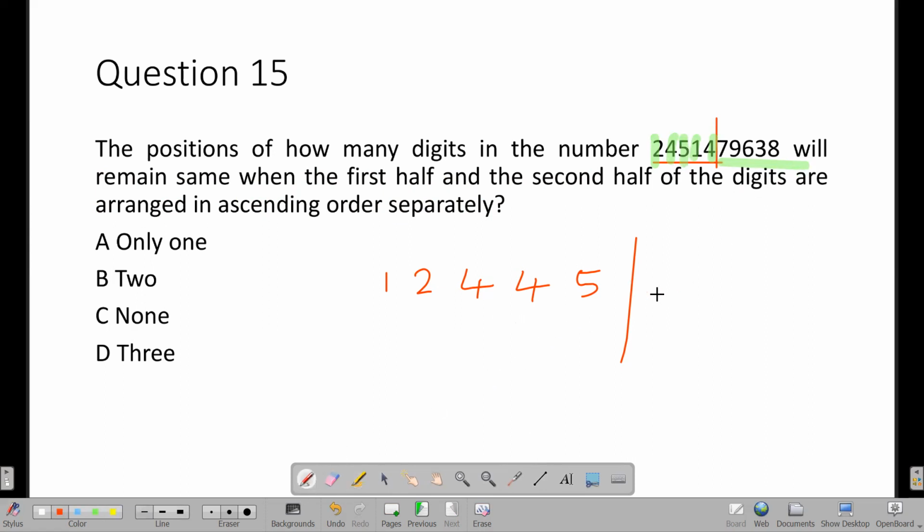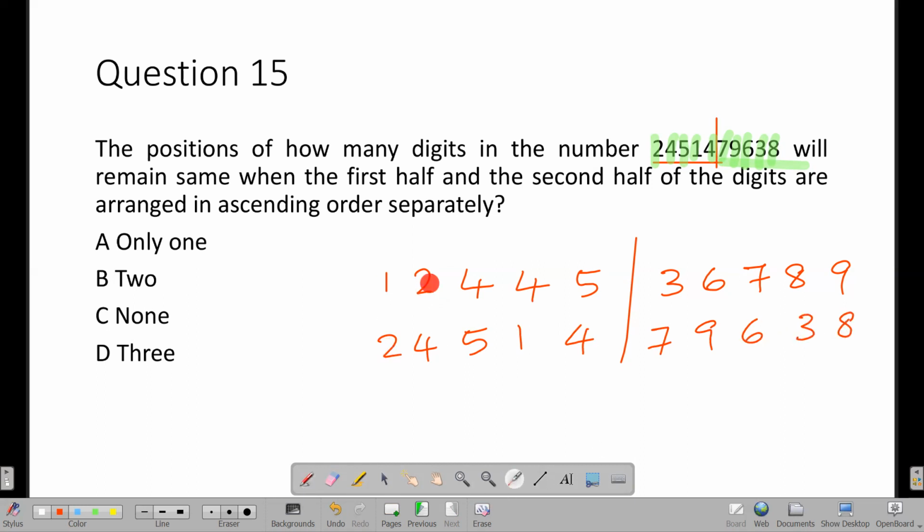So you have to start with the smallest number, that is 3. And then you can see that it will be 6, 7, 8, 9. Observe, you have a 3 here, then 6, 7, 8, 9. Like this, it is coming. Look at the digits here: 2, 4, 5, 1, 4, 7, 9, 6, 3, 8. So when you compare, you can see the digits have changed places.